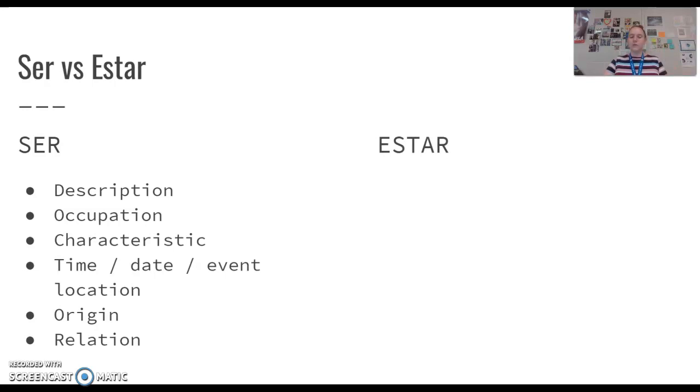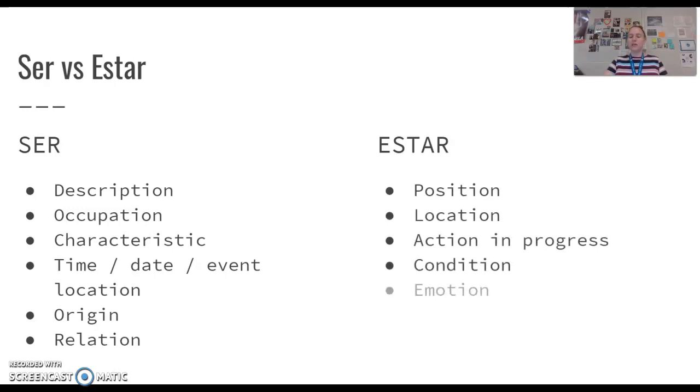Okay. Estar is used, we use the acronym PLACE. So position, location, those are kind of the same. Action in progress, condition, and emotion. So all of these things, if you notice, are things that can change pretty quickly. I can change the position of my body. I can change my physical location. I can change the action that I'm in the progress of doing. The condition of something, wet, dry, clean, dirty. Those things are easily changed. Emotion, that changes really easily as well.